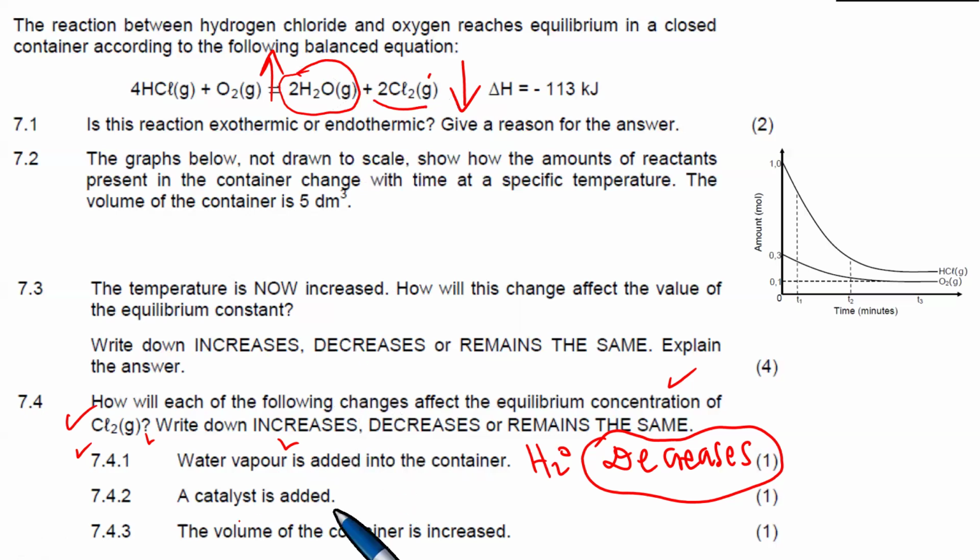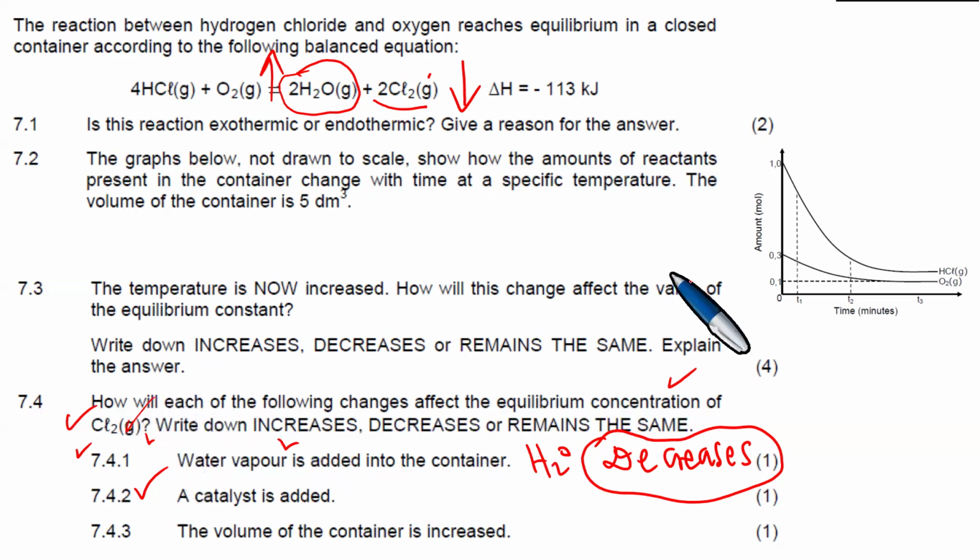Okay, next point. What about if somebody decides to add a catalyst? Somebody takes a catalyst and puts it in there. What happens if a catalyst is added? A catalyst, what does it do? It increases the rate of the reactions. So the rate of the reaction is going to increase. If it increases the rate of the reaction, how will it affect the equilibrium concentration of this?